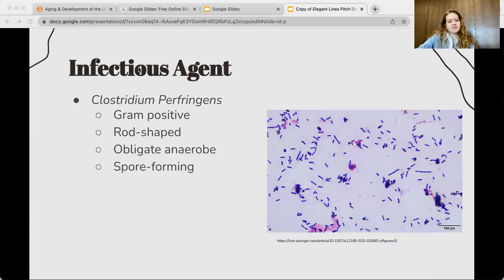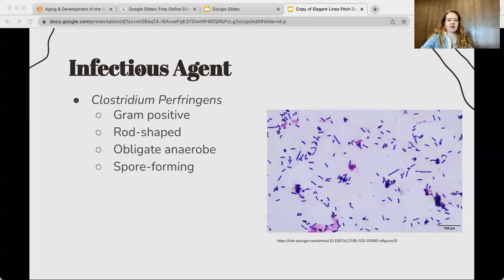So the infectious agent, gas gangrene is most commonly caused by Clostridium perfringens, but it can also be caused by group A Streptococcus, Staphylococcus aureus, and Vibrio vulnificus. But we're just going to focus on Clostridium perfringens.